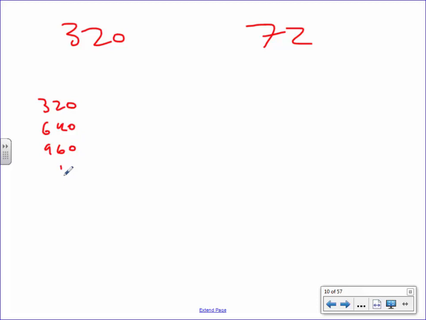Let's pick 2 numbers that are really big, like say 320 and 72. If I were to write out a list one at a time, it would look like this: 320, 640, 960, blah, blah, blah. It's going to take forever, right?